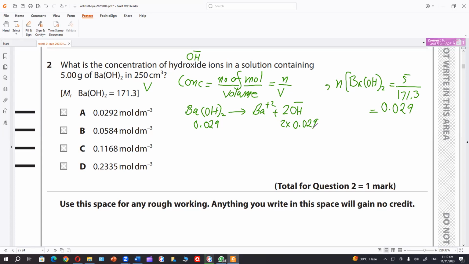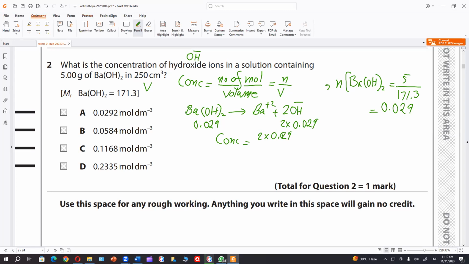Yeah. Then we should find the concentration. Yes. Wait, divided by 1,000. Yeah, so you multiply that by 2 and then you divide it by 250 divided by 1,000, and D is the answer. Right, 0.029 upon, its volume is cm cube. So are you converting it into dm cube? Yes, by multiplying 10 power minus 3. Yes. Okay. And answer, you say it's matching with the D or C. D.